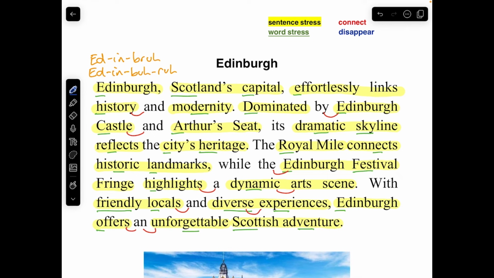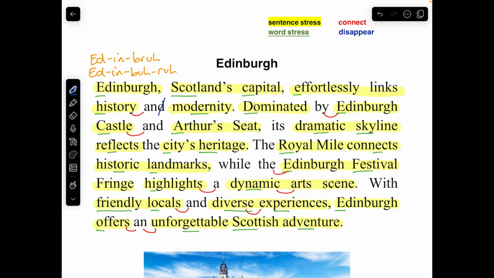Now let's take a look at where some sounds disappear. Okay, from the top again, Edinburgh, Scotland's capital, effortlessly links history and modernity. Now, D in the word and. This is a great way to make your speech sound more smooth. That hard D in and, we can actually take it away very often. So here we have effortlessly links history and modernity. You see how that sounds much more smooth. History and modernity. History and modernity. Okay? If I have the hard D, history and modernity, it sounds okay, but it's not as smooth as history and modernity.